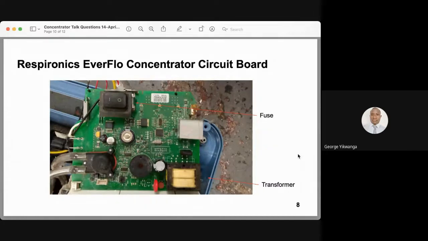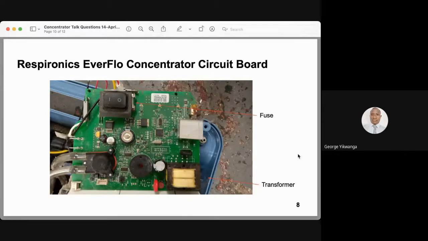Another board is for the Respironics Everflow concentrator circuit board. In this, you can also see there's a fuse, and this can also be replaced. You can also get it from electronics shops. Another component that gets damaged most often is the transformer. These are easy to replace. You can just remove them by soldering and replace them with a new one from an electronics shop, or you can even get it from another old concentrator that is not working.